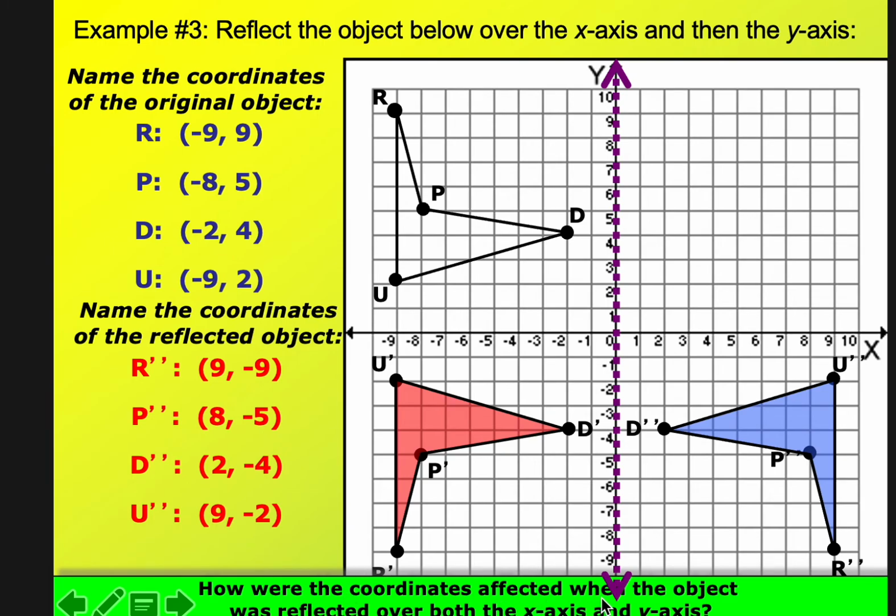So how were the coordinates affected when the object was reflected over both the x-axis and the y-axis? They both became opposites. Do you think it would matter if we flipped over the y-axis first and then the x-axis? Would it put it at the same spot? Yeah, it actually would.